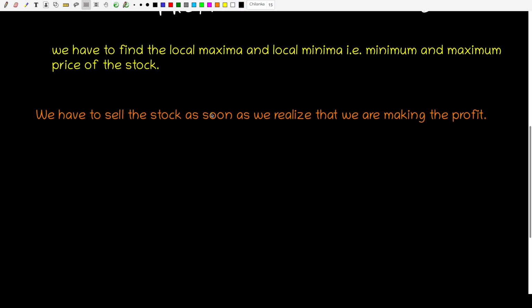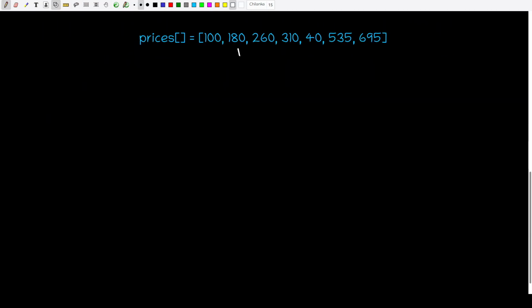So let us take the same example to understand this. So let us say this is the price of the stocks which is given to us. Over here, when we are at this position, we realize that we are going to make a profit, which can be made by selling the stock at 180 and buying it at 100. So the profit which we will make over here, let's call this profit P1, will be given by 180 minus 100, which is equal to 80. Similarly, when we are at this position, we realize that we are going to make a profit by buying the stock at 180 and selling it at 260.